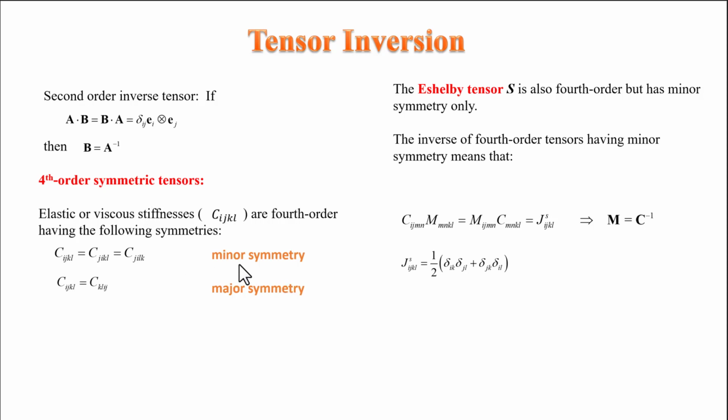For fourth-order tensors having at least minor symmetry, its inversion is defined by the following relationship. So the double contraction of C and M equals the double contraction of M and C. It produces a fourth-order symmetric identity tensor, J^S, and J^S is defined in terms of Kronecker delta. So J^S ijkl component is defined by this. If C and M satisfy this, we say M and C are inverse of each other.